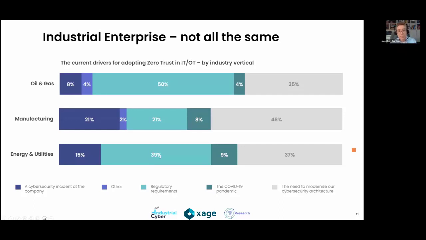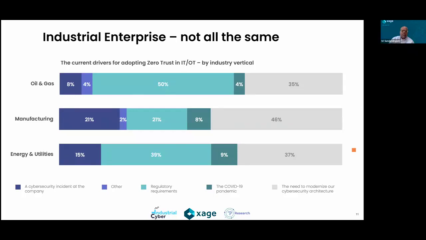If you look at things like, especially in North America with NERC-CIP, that makes a lot of sense. And I think with the TSA pipeline directives coming through as well, that makes a lot of sense. But if you look at manufacturing, the regulatory requirements really dropped to 21%. This contrasts with manufacturing, where 46% have this need to modernize. So I think you see this diversification of strategies and reasons for looking at zero trust across the verticals once you delve a little deeper into it. That becomes quite interesting.